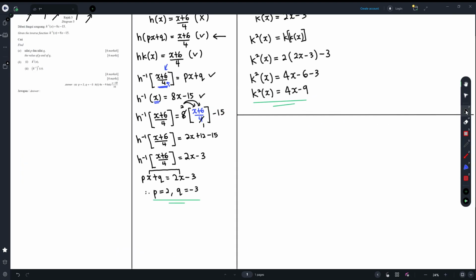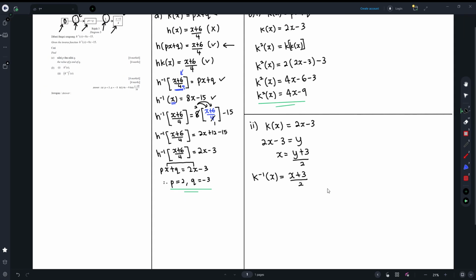Okay. For B, Roman 2, it is not very difficult. First, we need to find the k inverse of x. So since kx is 2x minus 3, in order to find the inverse of it, you need to make it equivalent to y. Make the function equivalent to y and make x the subject. So you'll end up getting y plus 3 over 2. So your k inverse of x would be x plus 3 divided by 2.